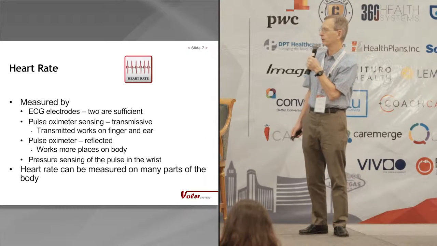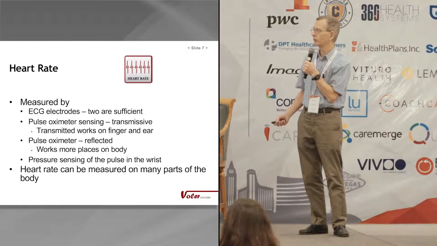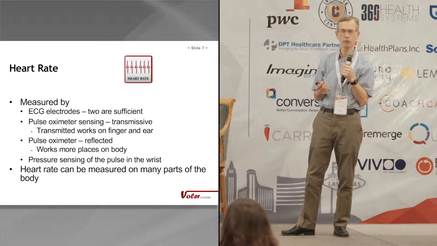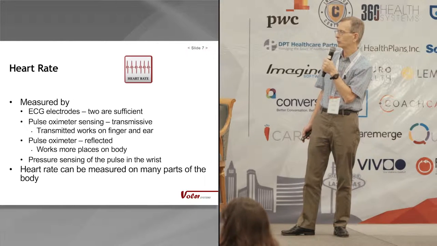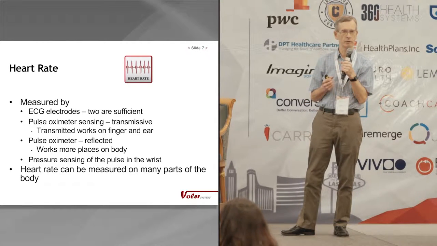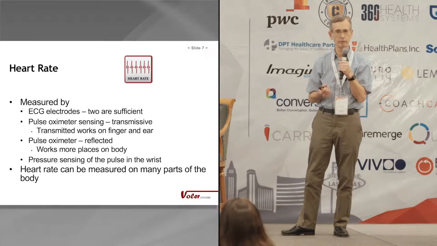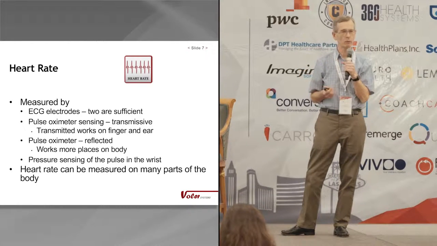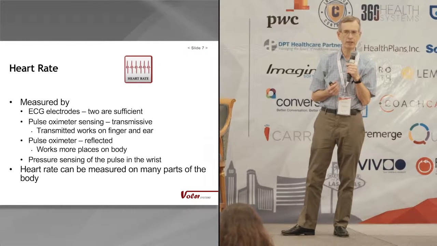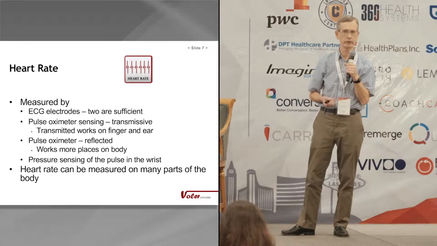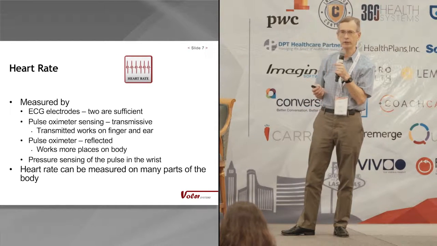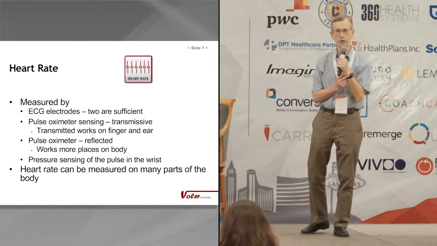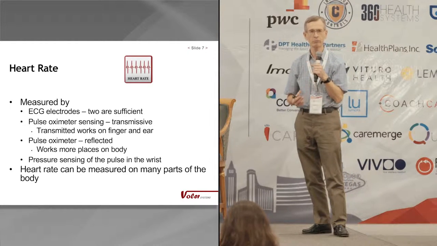Heart rate is a very common measurement. It can be done several different ways. You can use ECG electrodes, and just two electrodes is all you need to measure heart rate, and they can be placed nearly anywhere on the body. Another way is using the sensors in a pulse oximeter, which is infrared light that passes either through the body or is reflected. Reflected type will work almost anywhere on the body. The type that passes through the body has to be where it's small, such as your finger or your ear. One other way that you can measure pulse is with pressure. So if you put your hand on your wrist, you can feel the change in pressure. Well, that can be picked up by a sensor as well.